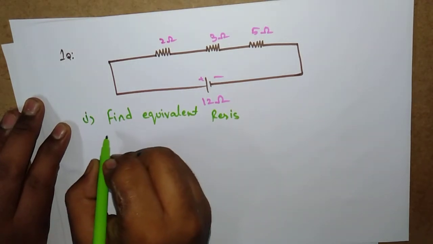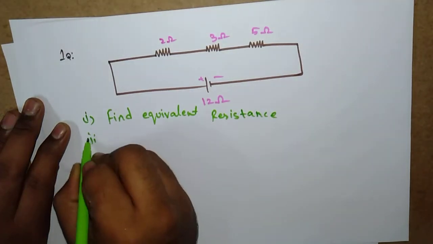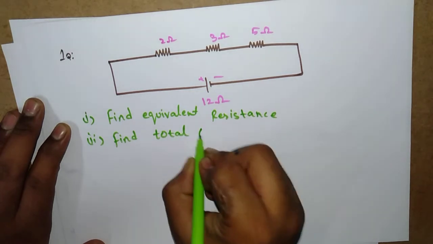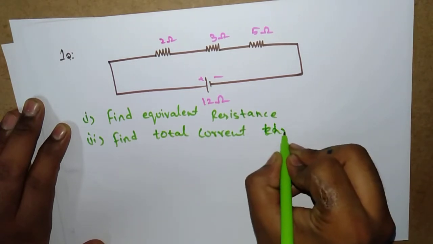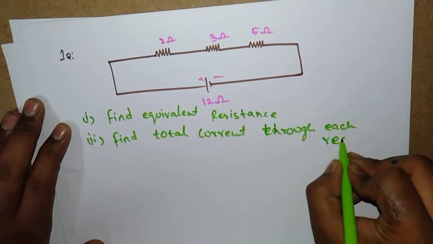So the first bit is find equivalent resistance. The second bit is find total current. Find total current through each resistor.